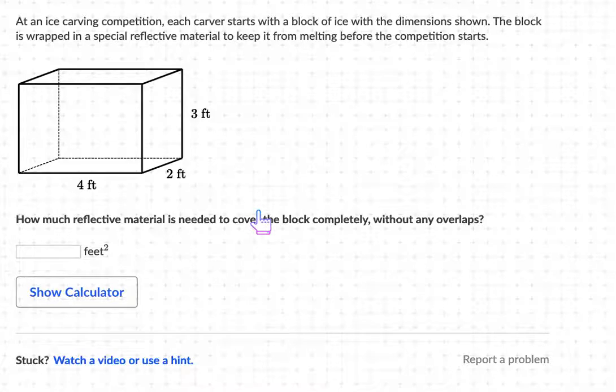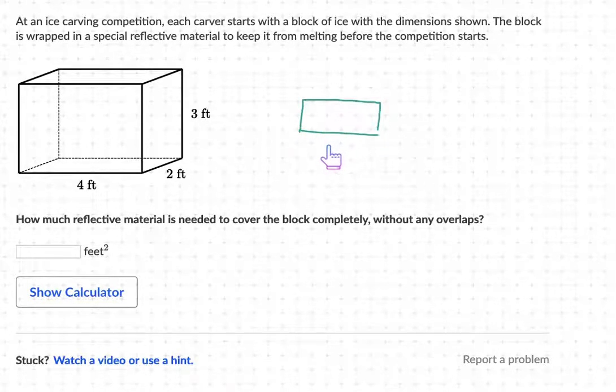How much reflective material is needed to cover the block completely without any overlaps? So again, just like the present problem, we're looking for how much they're going to cover the surface. So we're looking for surface area. And in order to do that, we're going to need to figure out the net. So this is not as perfect as the other one. This is a rectangular prism. So I'm going to need to draw out what this looks like.